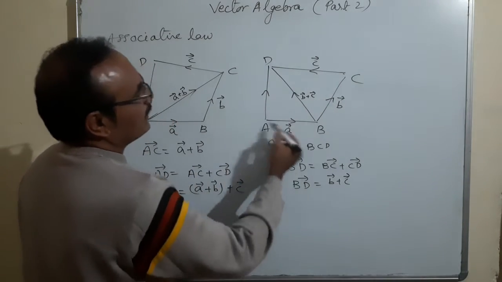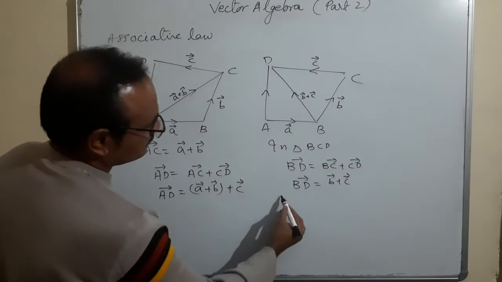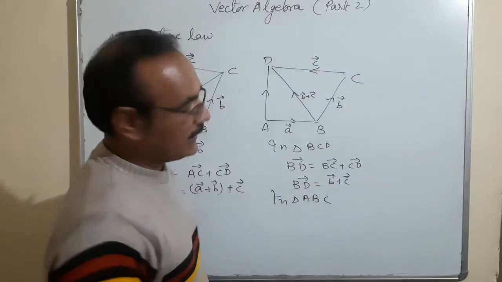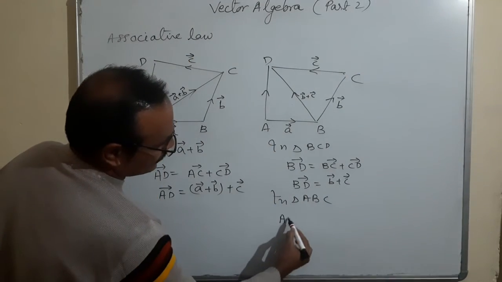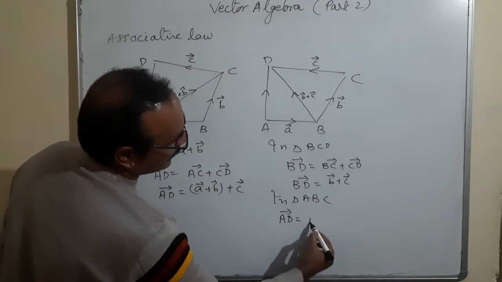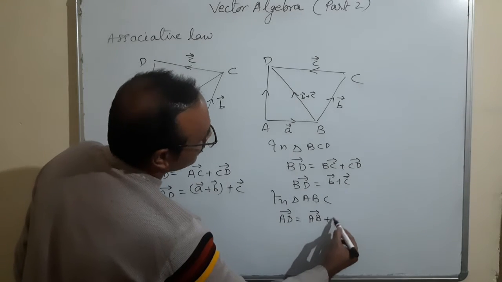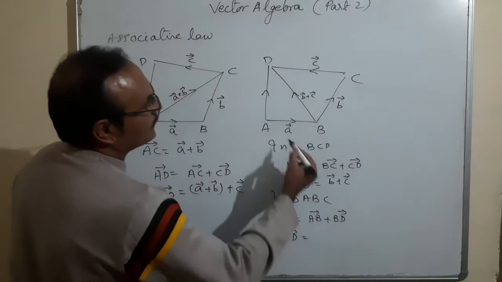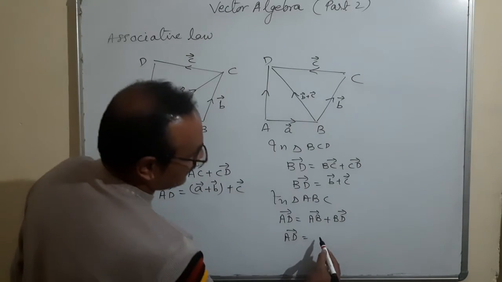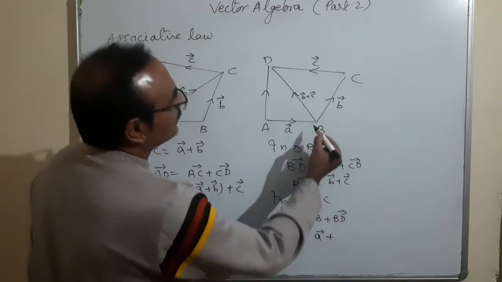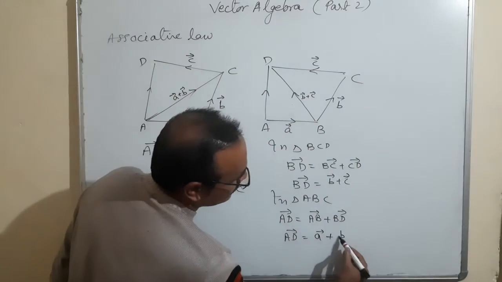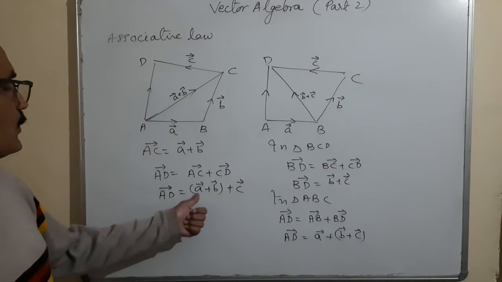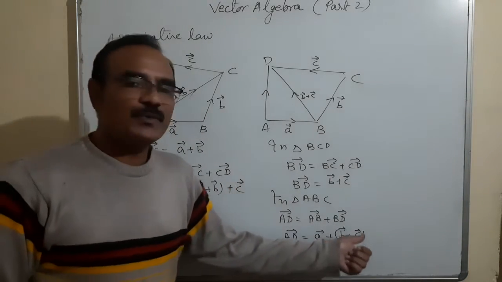In triangle ABD, again by the triangle law of vector addition, vector AD is equal to AB plus BD. AD is equal to AB, that means A, plus BD. BD, what does it mean? B plus C. So you can check it: AD is equal to A plus (B plus C), and this is (A plus B) plus C.